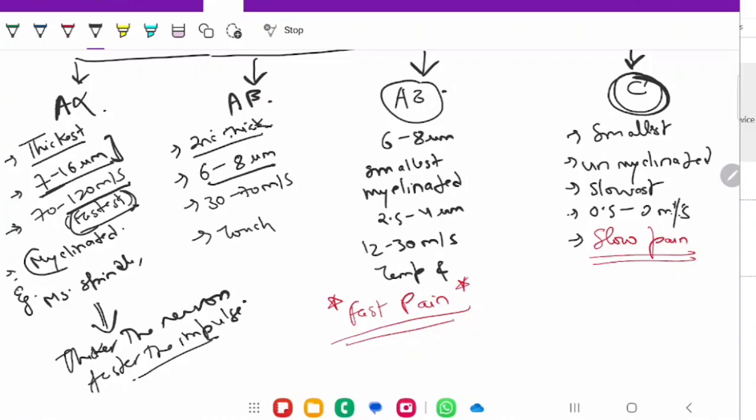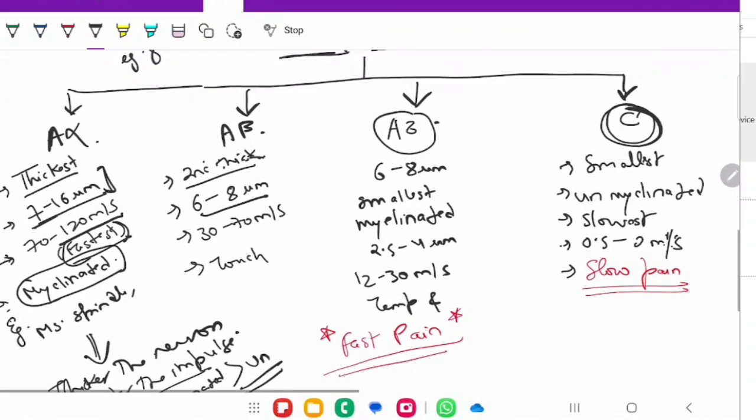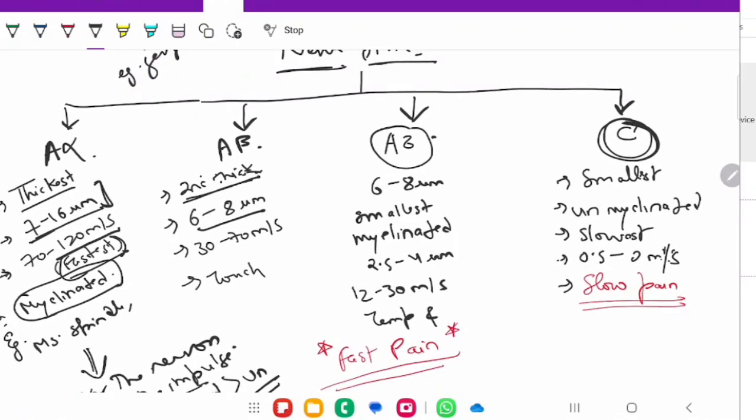Then it is a myelinated fiber. Always remember, myelinated fibers are faster than unmyelinated. Why? We will cover that. Then A beta, it's the second thickest. 6 to 8 microns is the diameter. 30 to 70 meters per second is the velocity. A alpha's velocity is 70 to 120.